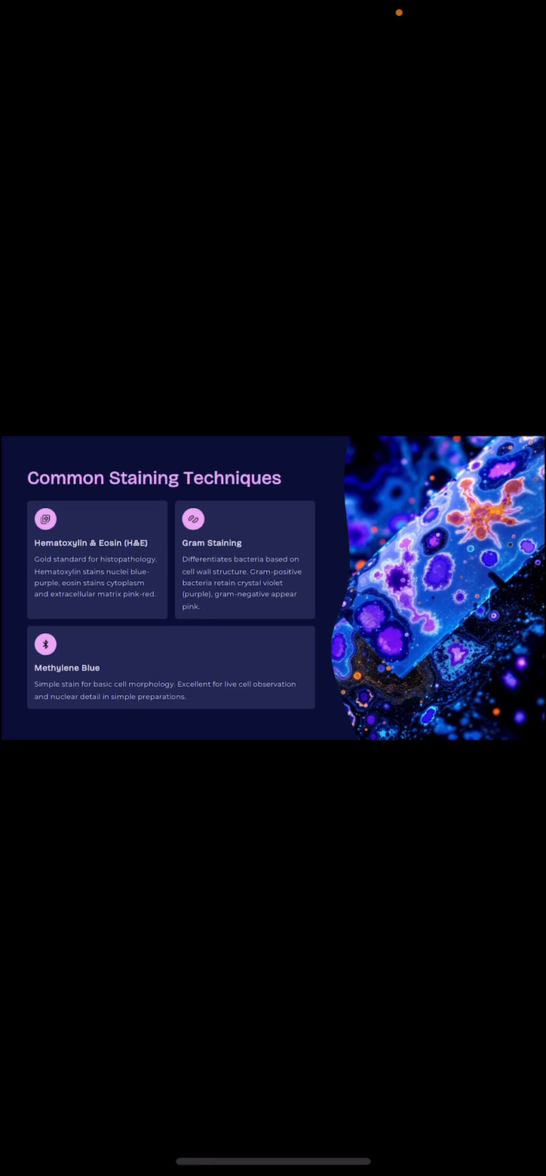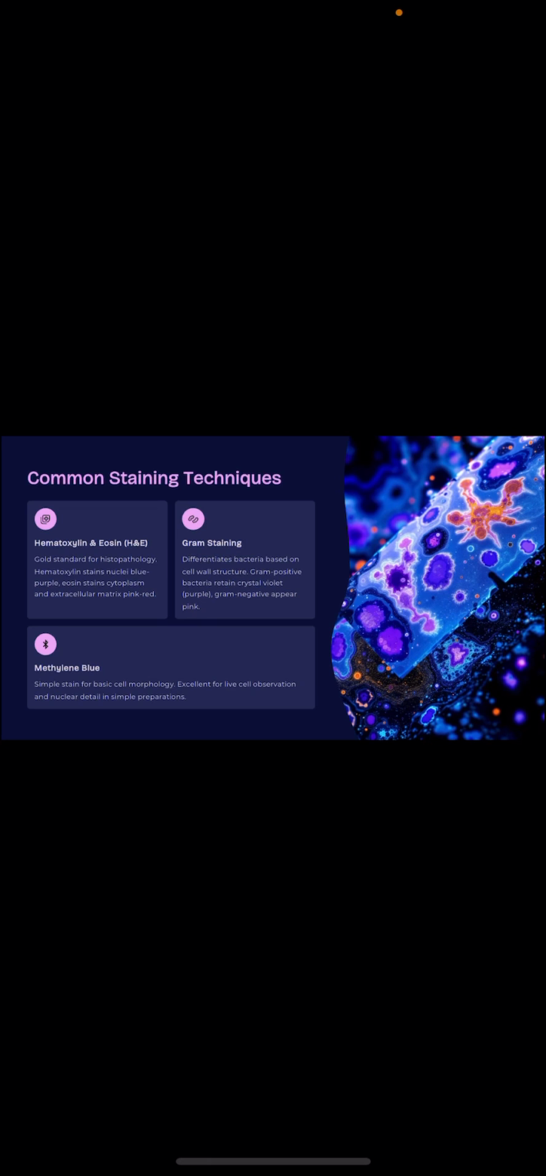Hematoxylin and eosin, the gold standard for histopathology. Hematoxylin stains nuclei blue-purple. Eosin stains cytoplasm and extracellular matrix pink-red. Then there is a very famous experiment which we all do in the microbiology lab, which is gram staining, in order to identify gram-negative and gram-positive bacteria. I will also be showing that, maybe in my next video.